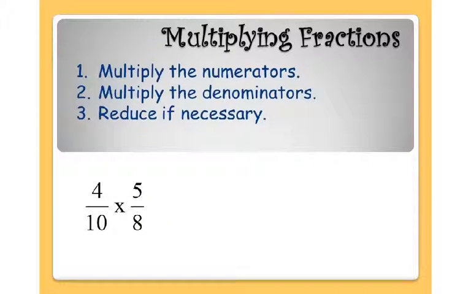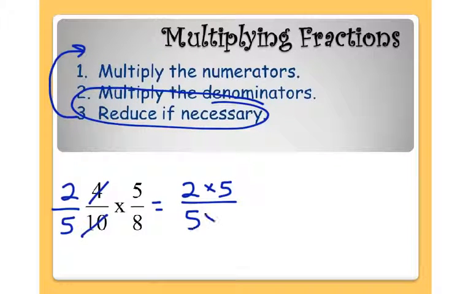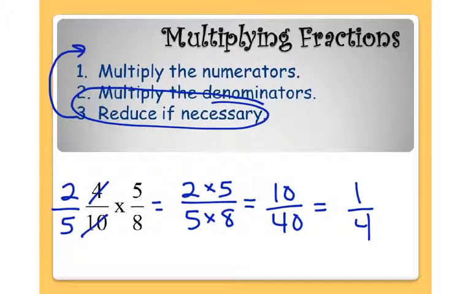Now the two examples I showed you followed these steps in order. But what if I told you you could take this last step, reduce if necessary, and do that first? So in my first example of 4/10 times 5/8, I could actually reduce 4/10 to 2/5. That leaves my equation as 2 times 5 over 5 times 8. Multiplying that out, I get 10/40ths, which reduces down to 1/4.